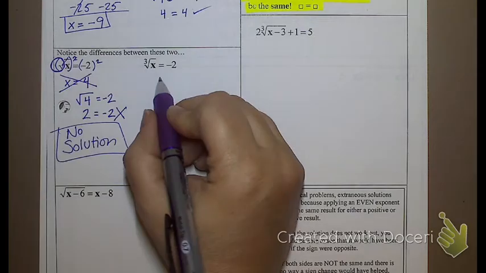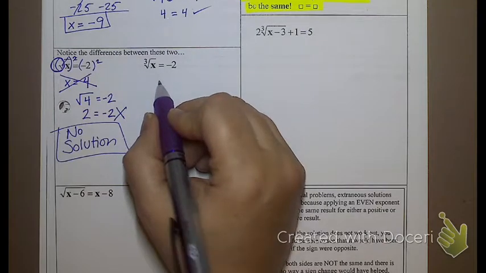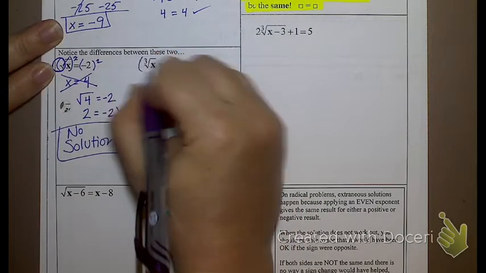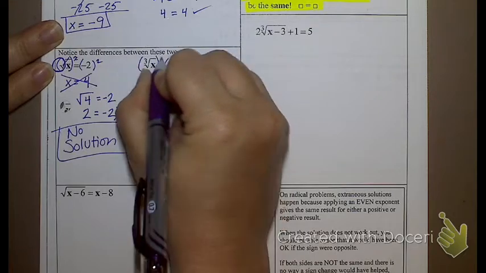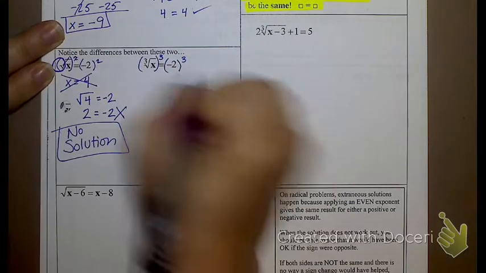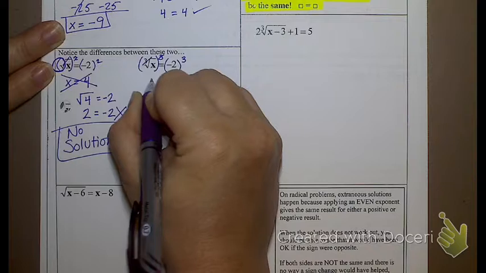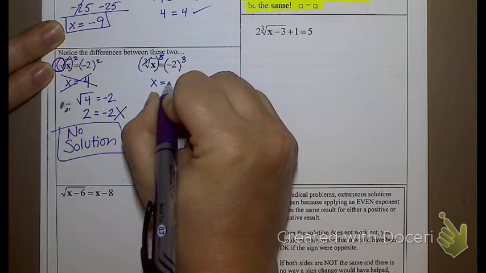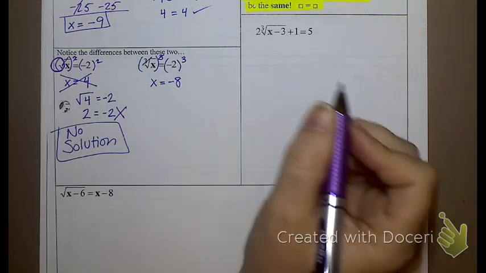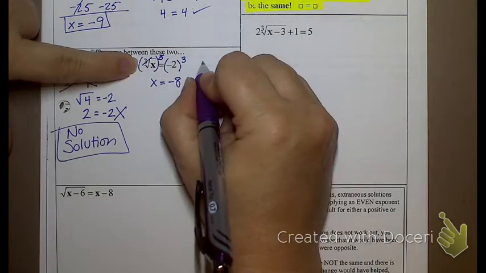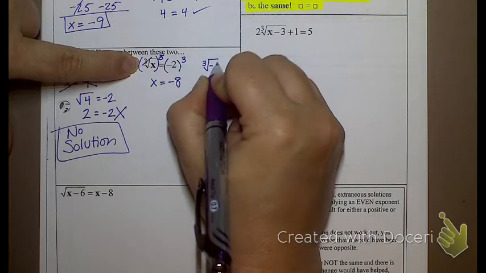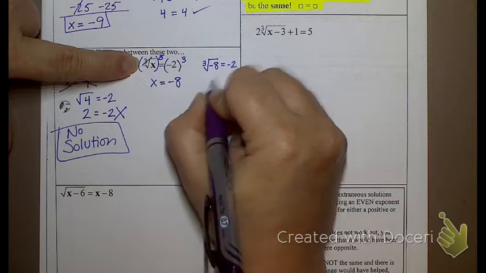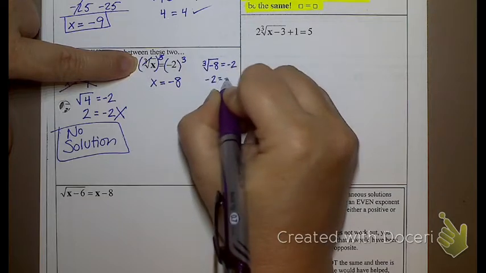All right, this one right here. What do I need to do to both sides? I'm not squaring it. So my cube root and my cube cancel out. And negative 2 to the third power is negative 8. Does this check out? Does the cube root of negative 8 equal negative 2? Yes. Why do you think that is?